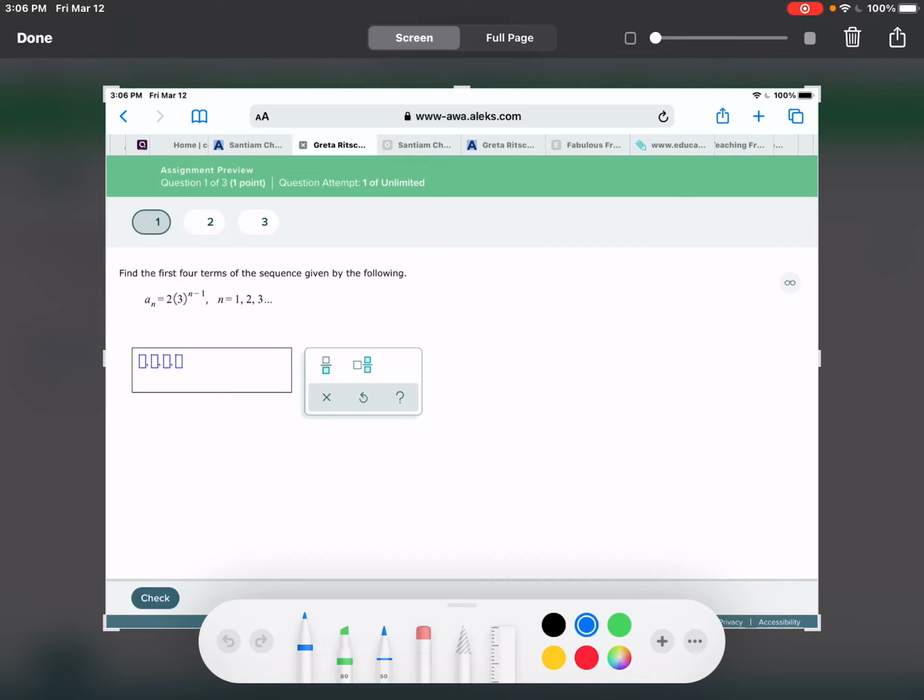Hi guys, let's talk about some geometric sequence problems. Geometric sequences are just lists of numbers where you get each subsequent number by multiplying by something called a common ratio. In this case, we have a formula, a sub n equals 2 times 3 to the n minus 1, which is very clearly exponential if you think about our y equals a b to the x. So we know that 2 is our starting amount and 3 is our growth factor.